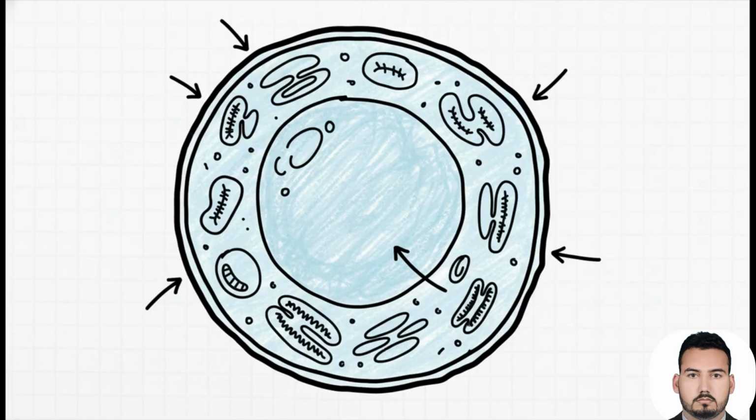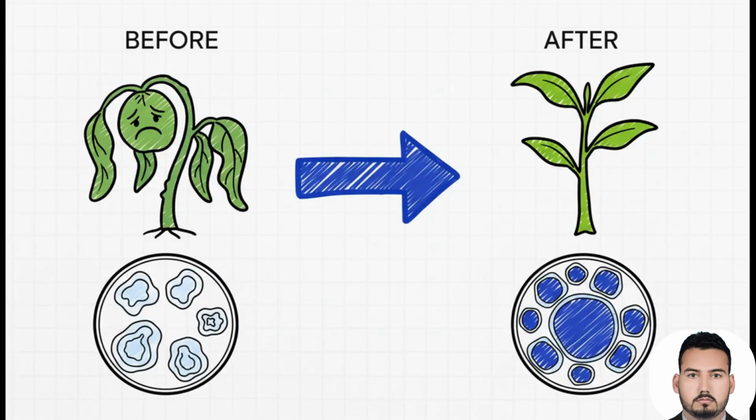This thing is massive. It often takes up most of the space inside a plant cell. It's the large central vacuole. What is it? Well, it's basically a giant water balloon right in the middle of the cell. It stores water, yeah, but also salts and sugars. But its real magic trick is this.